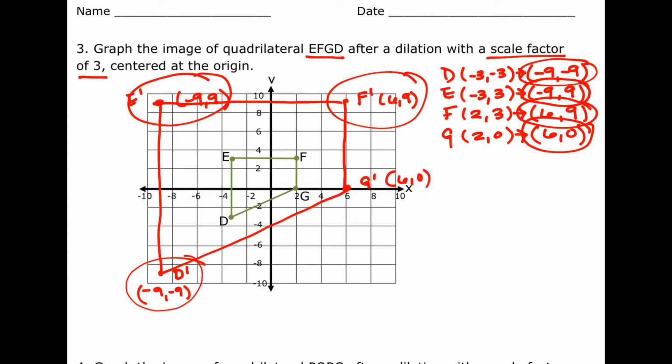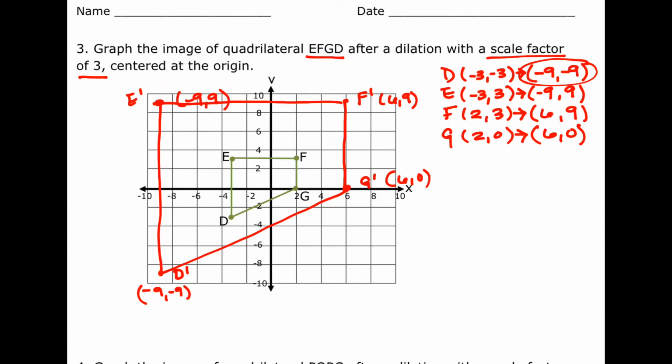And I want to clean this up a little bit because I want to show you one more method that you could have used to check your work. Remember, you should be able to connect all of your corresponding vertices with the center of dilation. They should all lie on the same line. So let's find our corresponding vertices.